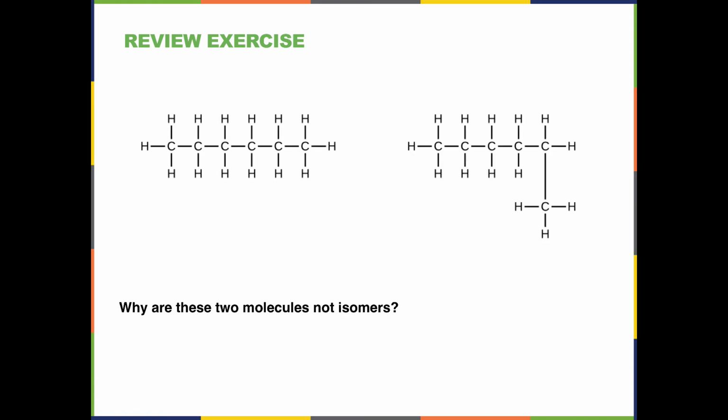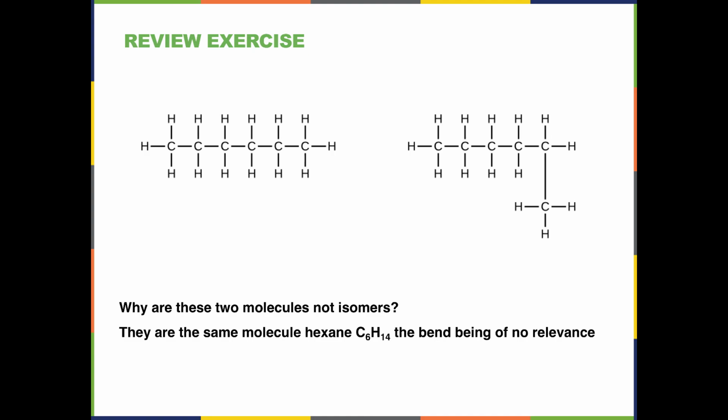Why are these 2 products not isomers? Well, this is kind of a trick question, because basically all we did was turn the corner here. But remember, you don't have to pick up your pencil with either of these, and therefore they are essentially the same structure. So again, isomers have the same molecular formula but a different structure, but these 2 compounds actually have the same structure, so they are not isomers. The bend is of no relevance.